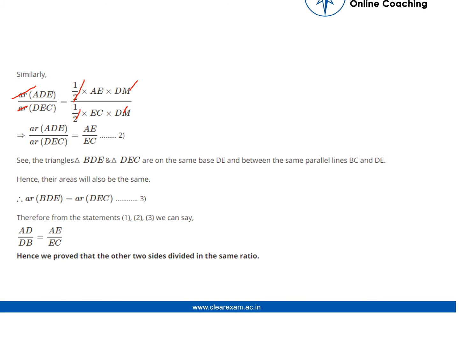So AE upon EC. See, the triangles BDE and DEC are on the same base DE and between the same parallel lines BC and DE. So their areas will also be the same. So from equation 3 we can tell the areas of BDE and DEC are equal. Therefore, from equations 1, 2 and 3 we can tell AD upon DB and AE upon EC are equal. So hence the other two sides are divided in the same ratio.